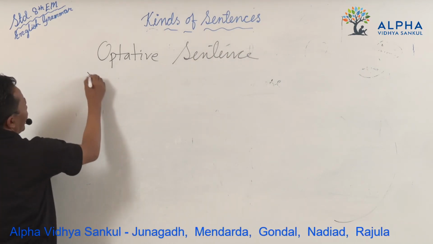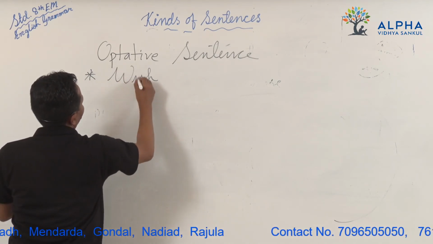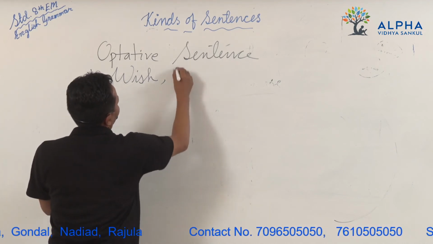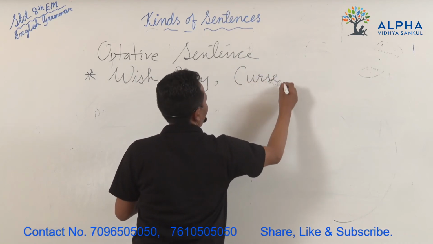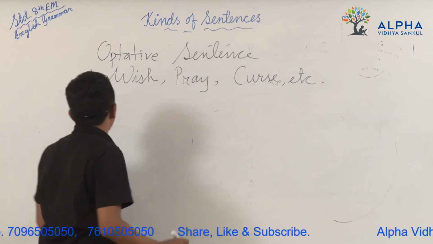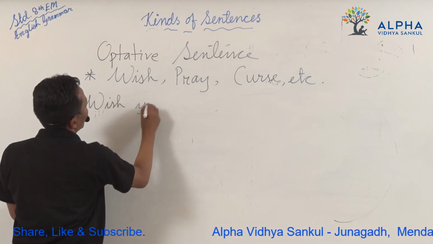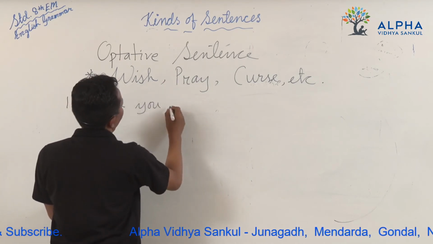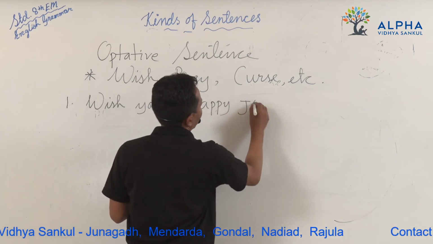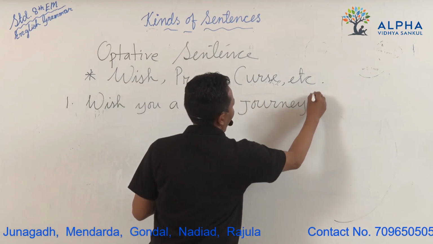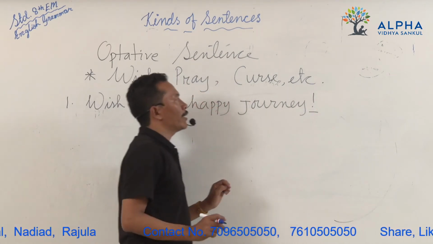Here you will find the operative sentence: wish, okay, and prayer or curse, etc. The first example, wish you a happy journey. And here there will be a what? The symbol is what? The exclamatory sign is here.